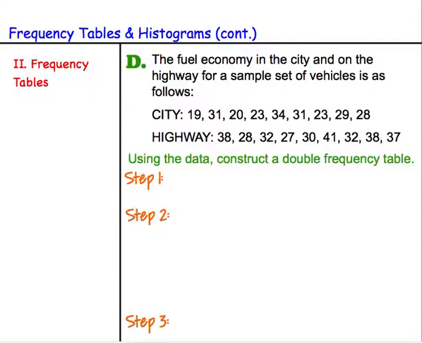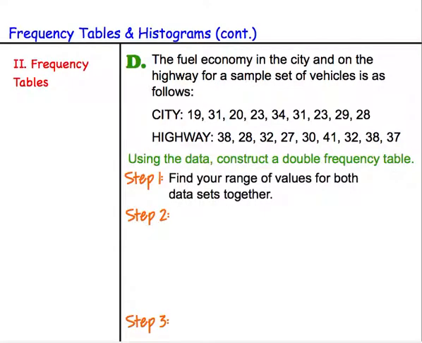The first thing we need to do is find your range of values for both data sets together. Now you could do it individually and make two separate frequency tables. I like to put them together. So if I look here, my lowest value overall is 19 and my highest value overall is 41. So 41 minus 19, if you do the math, is going to be 22.